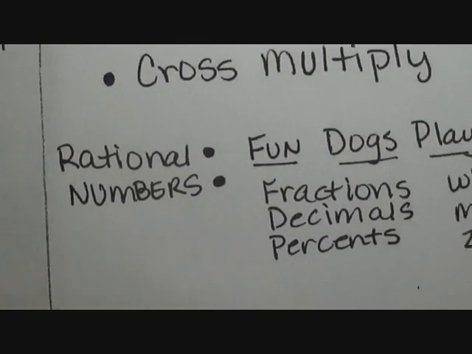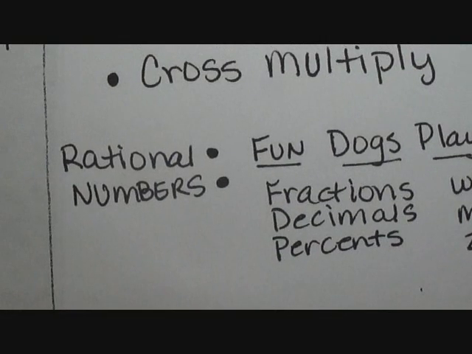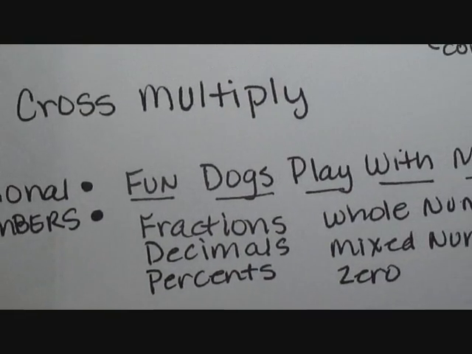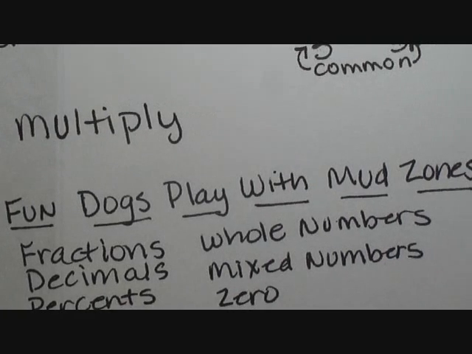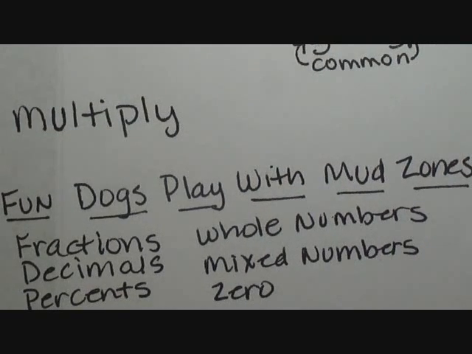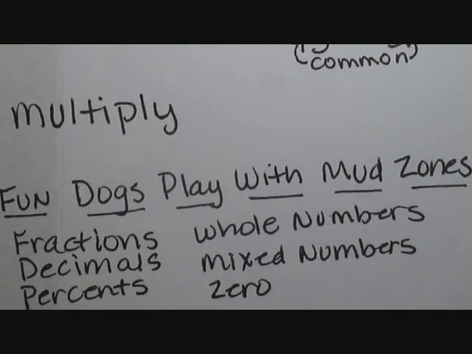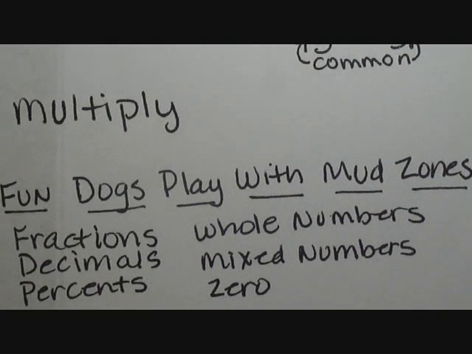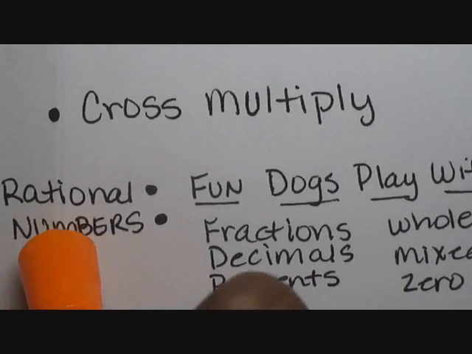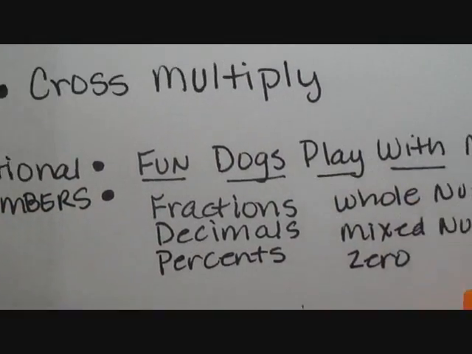Now, rational numbers. Let's go ahead and define a rational number. I like this little mnemonic, and what it is: fun dogs play with mud zones. People don't play with mud zones. We like to stay away from mud and stay clean. However, dogs will play in mud zones and track it all over our houses. So, fun dogs play with mud zones. You will need to memorize that and know that it is linked to rational numbers.